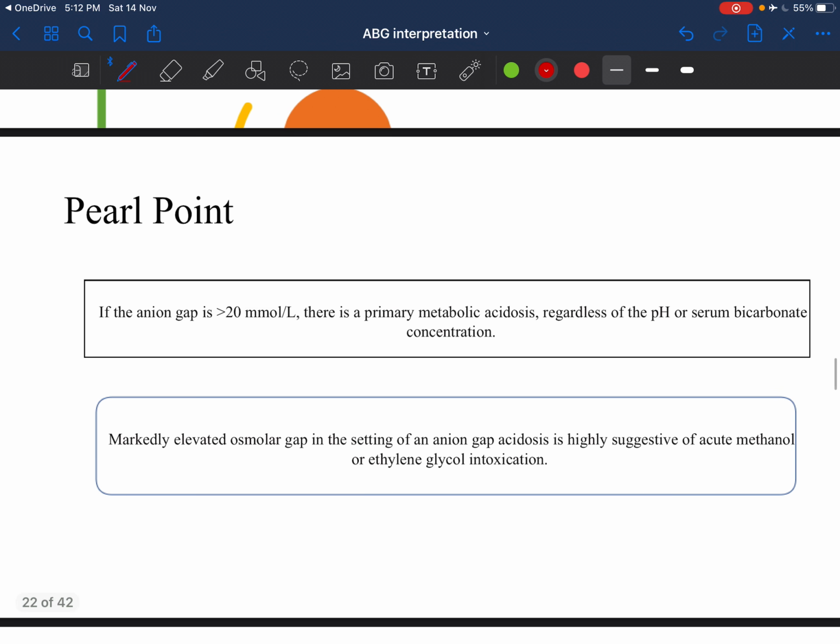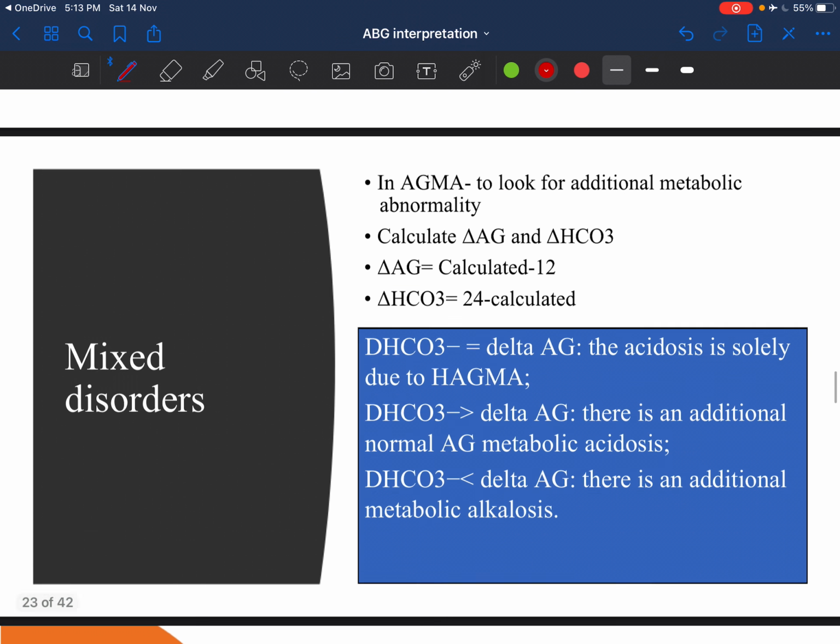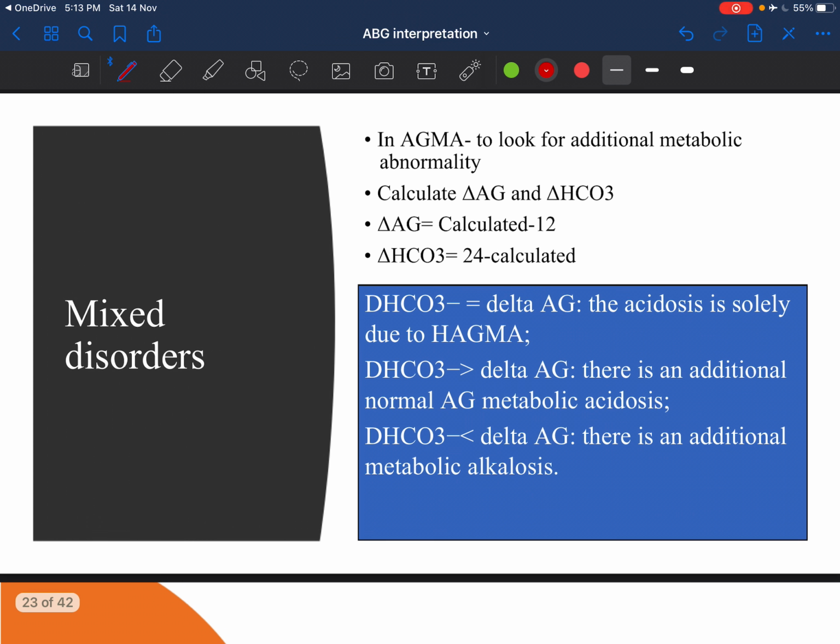If anion gap is more than 20 millimole per liter, there is primary metabolic acidosis regardless of your pH or your serum bicarbonate concentration. And another extra point that you can note down, taken from Harriet Lane, is this: markedly elevated osmolar gap in the setting of an anion gap acidosis is suggestive of intoxication with either methanol or ethylene glycol. Those are just points of interest.